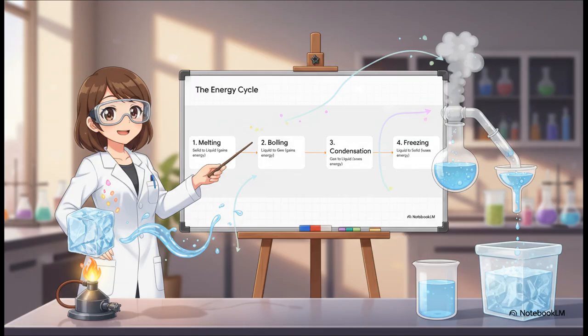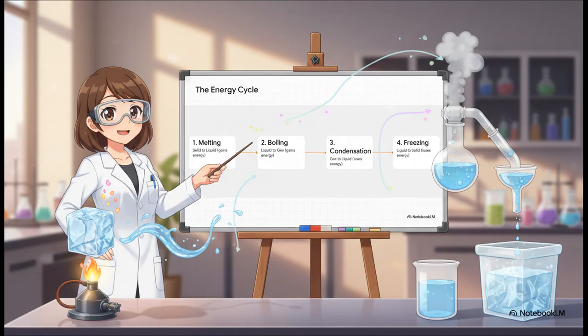You start with a solid, you add energy, and it melts into a liquid. Then you give that liquid even more energy, and it boils into a gas. Now let's go the other way. You take a gas and cool it down, you're removing energy, and it condenses back into a liquid. Remove even more energy from that liquid, and it freezes back into a solid.